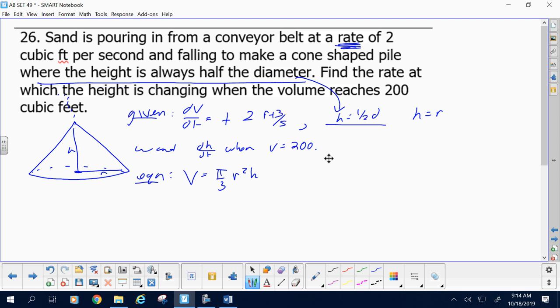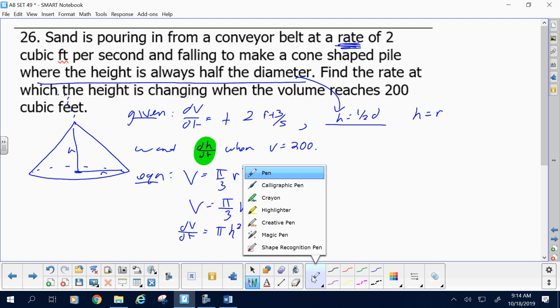So should I put in for H the R and make it all R, or should I put in for R the H and make it all H? Why all H? Now you want the H to change in time, so you want H to stay. Okay, so you're gonna plug in for R and get pi over 3 h cubed. Okay, now let's take the derivative with respect to time. What is the derivative with respect to time? dV/dt is pi h squared dh/dt.